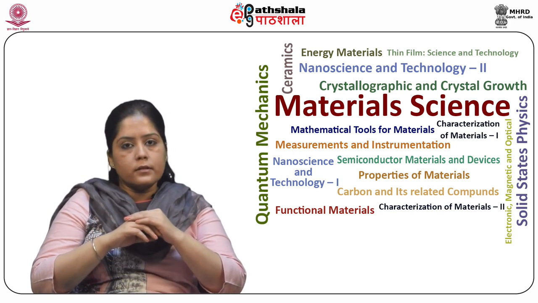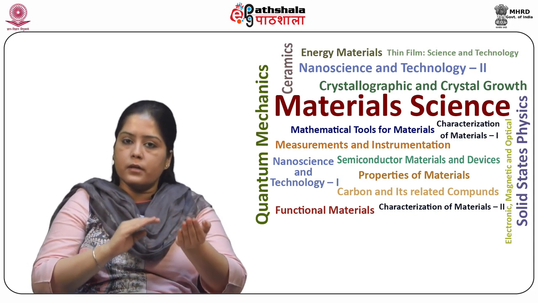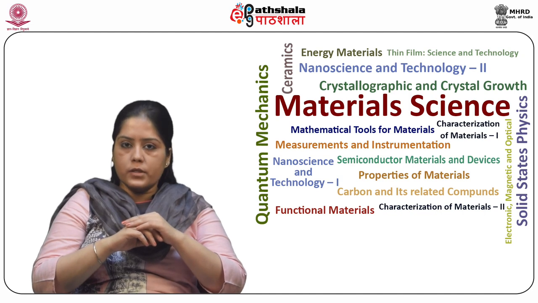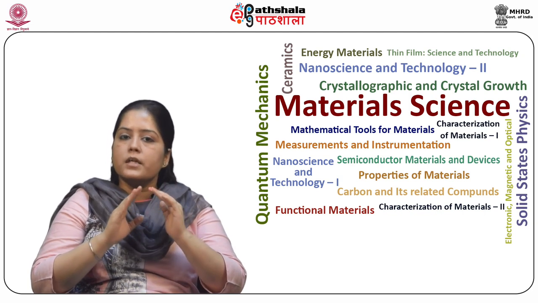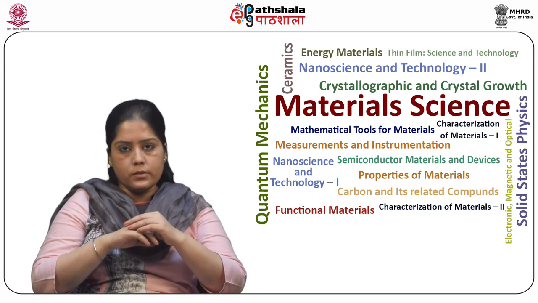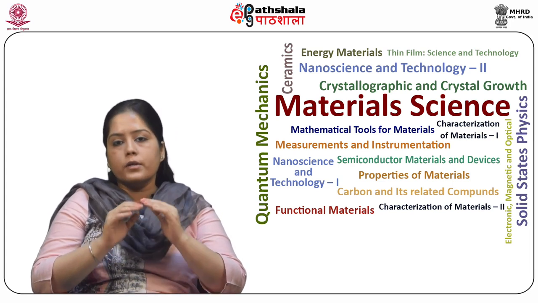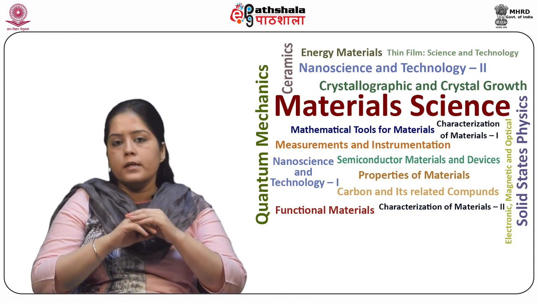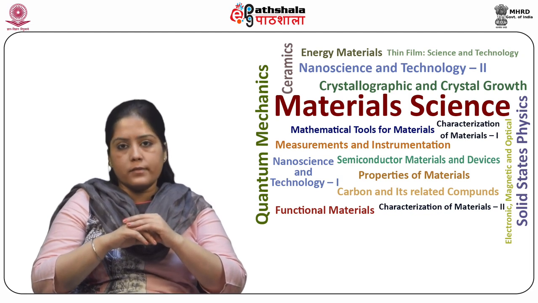A semiconductor is a material whose conductivity is intermediate between a conductor and an insulator. At room temperature, the resistivity of a semiconductor varies between 10 to the power minus 3 to 10 to the power 6 ohm centimeter. However, that of a good conductor and a good insulator is of the order of 10 to the power minus 6 ohm centimeter and 10 to the power 12 ohm centimeter respectively.